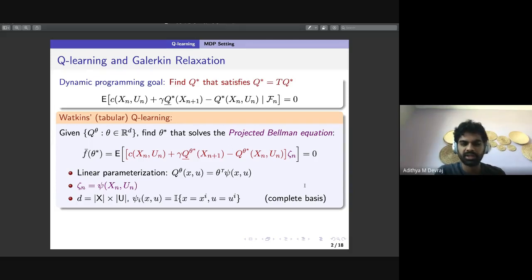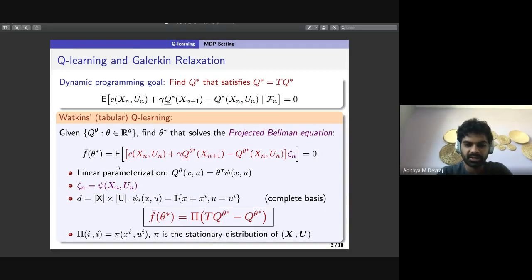So the Watkins Q learning or tabular Q learning is a very special case of what I just showed. So in Watkins Q learning, you have a linear parameterized family of functions. So here the psi denotes the basis function. The zeta n, the eligibility trace, becomes the basis functions itself, like whatever I showed earlier. And this is just like the TD0 or Q0 learning algorithm. The number of basis functions is equal to the number of state action pairs itself, and each basis function is defined to be the indicator function whenever you visit a particular state action pair.